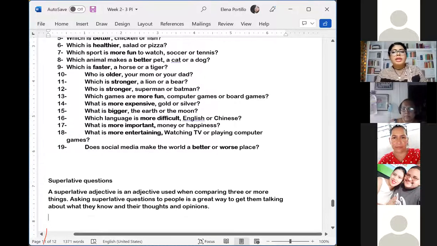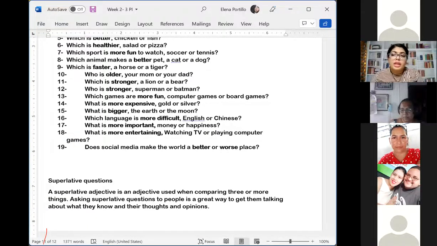So in this case, we can use these superlative questions to begin a discussion on some topics. We're not talking about discussion like saying bad things. In this case, it's to share information, opinions, and thoughts about a specific topic. So we have some examples of these questions.